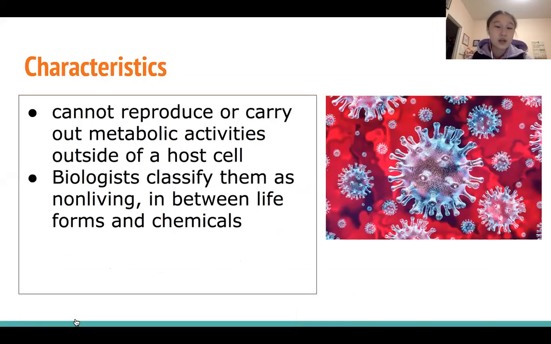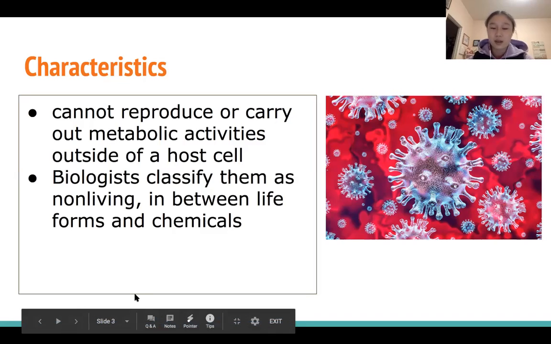Characteristics. They cannot reproduce or carry out metabolic activities outside of a host cell. Biologists classify them as nonliving, and more specifically, they are in between life forms and chemicals. Here's another picture of viruses under a microscope.